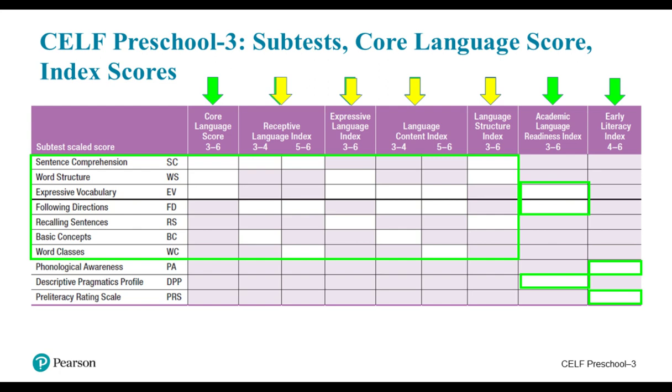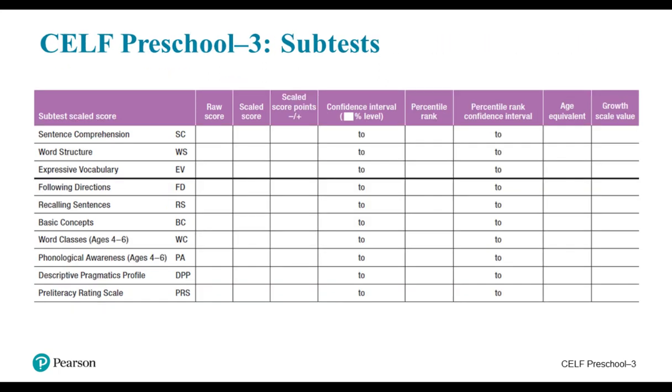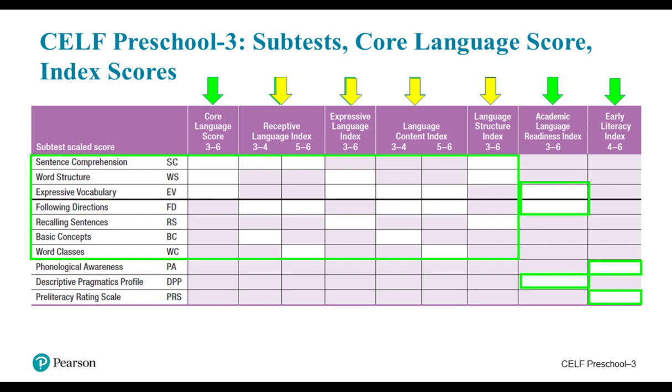Different combinations of these subtests will provide different composites or different index scores. Before I go on, let me back up for a second. When we look at the subtests, there are a few changes in terms of subtest names. The first subtest, sentence comprehension, was named sentence structure on the CELF Preschool-2. And the fourth subtest here, following directions, was named concepts and following directions on CELF Preschool-2. When you look at this graphic, we're looking at the subtests over to the left, and then the different composite scores, different index scores that we're able to derive using different combinations of subtests.